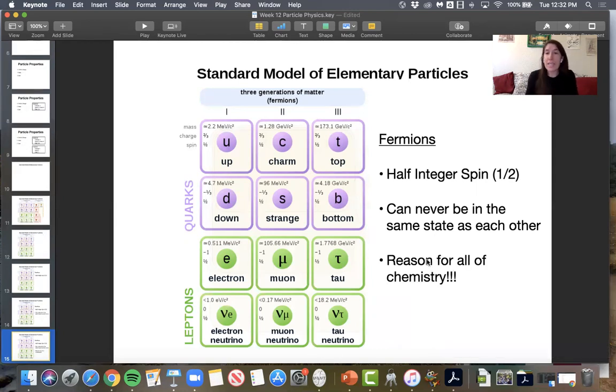And really, this leads to all of chemistry. This is a quantum mechanical phenomenon: the fact that all of these electrons won't just hang out in the lowest energy orbital together, but instead will build outwards from there. And so the fact that an electron is a fermion really leads to everything that you learn about in chemistry. Well, okay, maybe not everything, but a lot of what you learn about in chemistry.